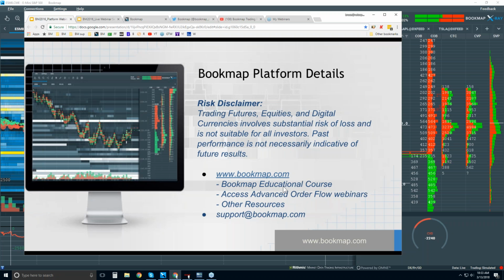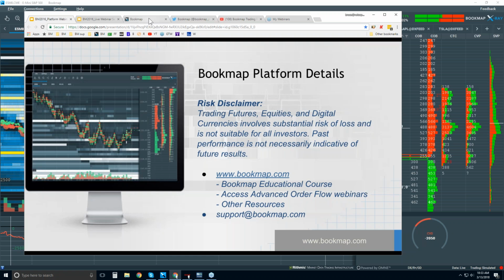Okay, so the concept here is that you can learn about Bookmap in the education or about the order flow, and then you can see that order flow in the live markets and how we analyze it and anticipate future price movement based on what we see. Okay, so it's a complete package there for the education.